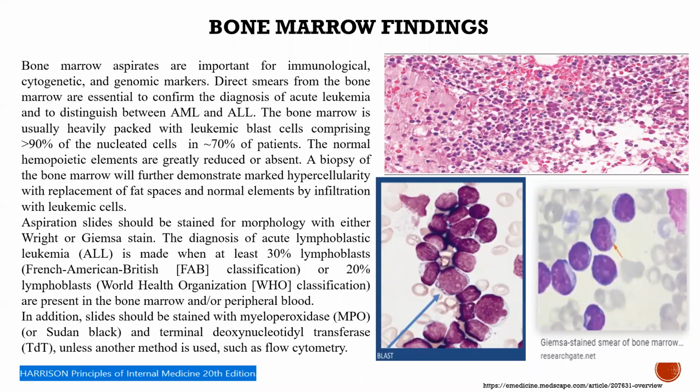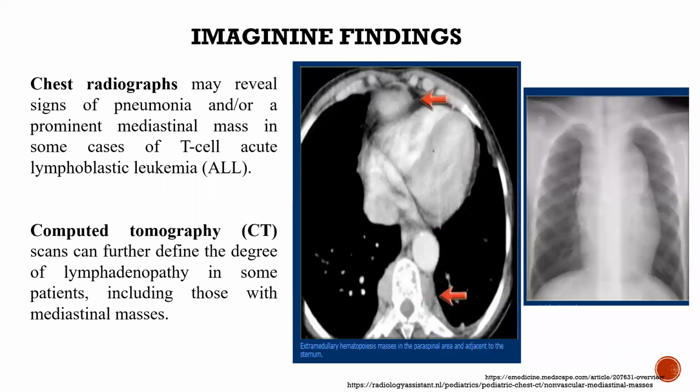In addition, slides should be stained with myeloperoxidase or Sudan black and terminal deoxynucleotidyl transferase unless another method is used, such as flow cytometry. Imaging studies are used for differential diagnosis or to find complications of the disorder, such as signs of pneumonia or a mediastinal mass in some cases of T-cell acute lymphoblastic leukemia.